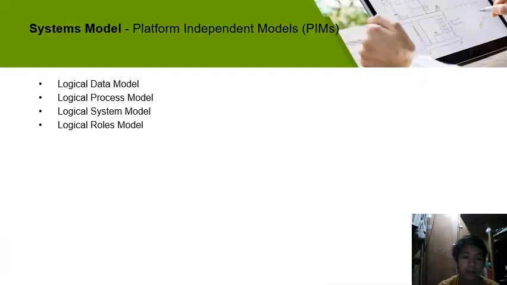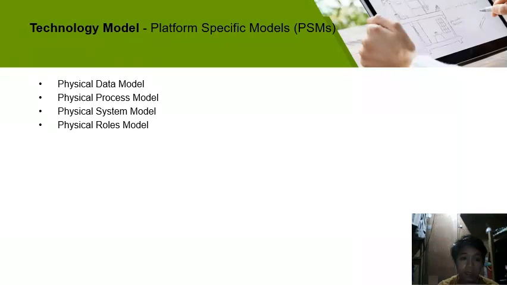Kani siya dapat nimo mahibawaan sa system model. Dapat na siya ang upat in the system model viewpoints. Next is technology model. In technology model, there is physical data model, physical process model, physical system model, and physical roles model. Kani siya ang ibali part sa technology model.